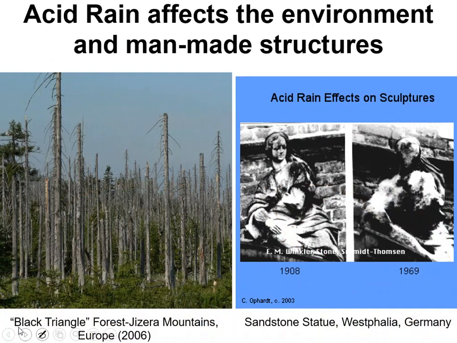And the effects of acid rain are a variety on plant life. This is what's called the Black Triangle region of Germany, Poland, and the Czech Republic, Czechia. It's called the Jizera Mountains in Europe. This is 2006. You can see the effect on a forest after a period of acid rain. This is the effect of acid rain on a sandstone statue, but limestone does the same thing. It's a very porous, soft rock that is basically eaten away by the acid rain in a chemical reaction. So there's damage to wildlife, there's damage to cultural sites and architecture.